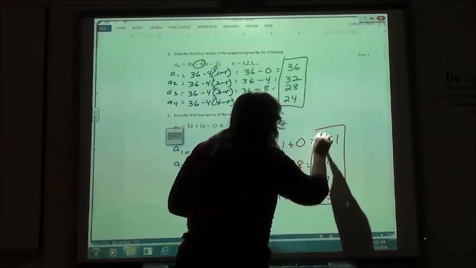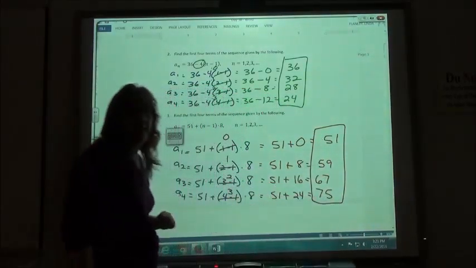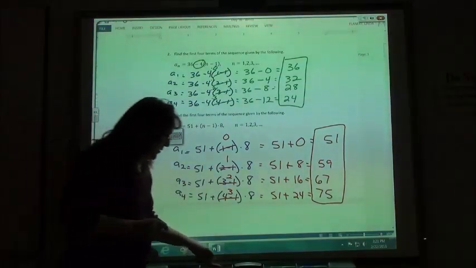So on this arithmetic sequence, we added 8, and added 8 again. So arithmetic sequence, you're either adding or subtracting the same number from each of my terms in my sequence.